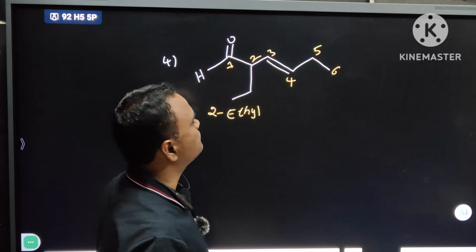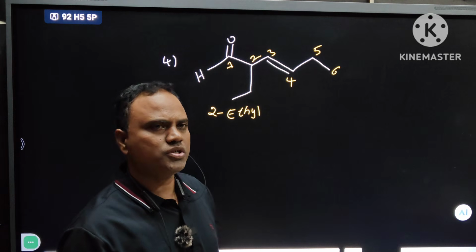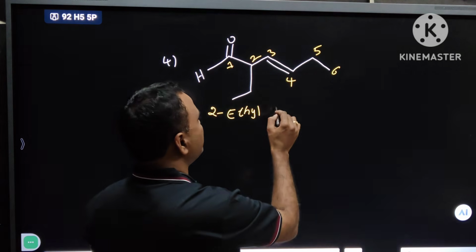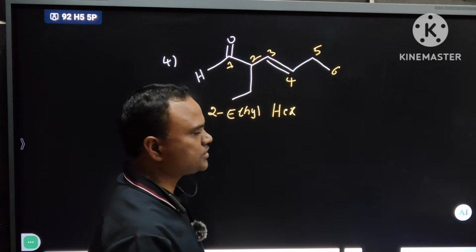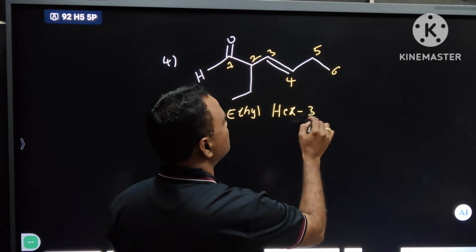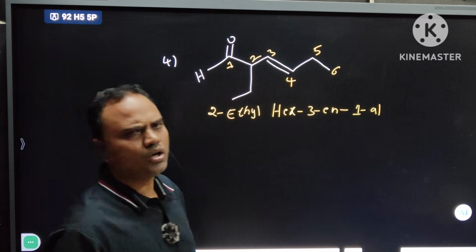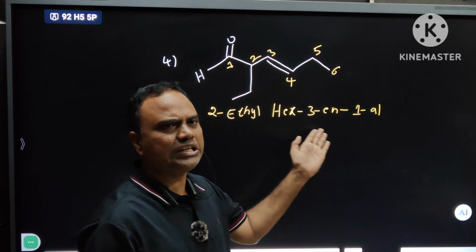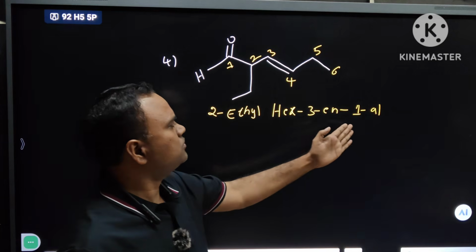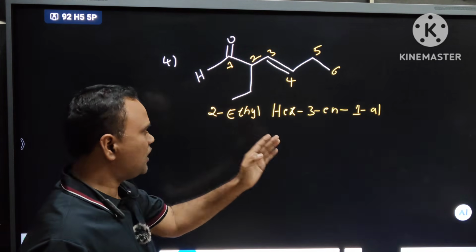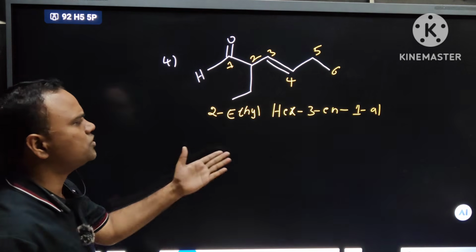When a double bond is present in combination with other functional groups, first we write the root word hex. 2-ethyl hex-3-en-1-ol. Or you can write directly 3-hexenol also, or 3-en-1-ol, or 3-hexenol, also correct. Follow this one.